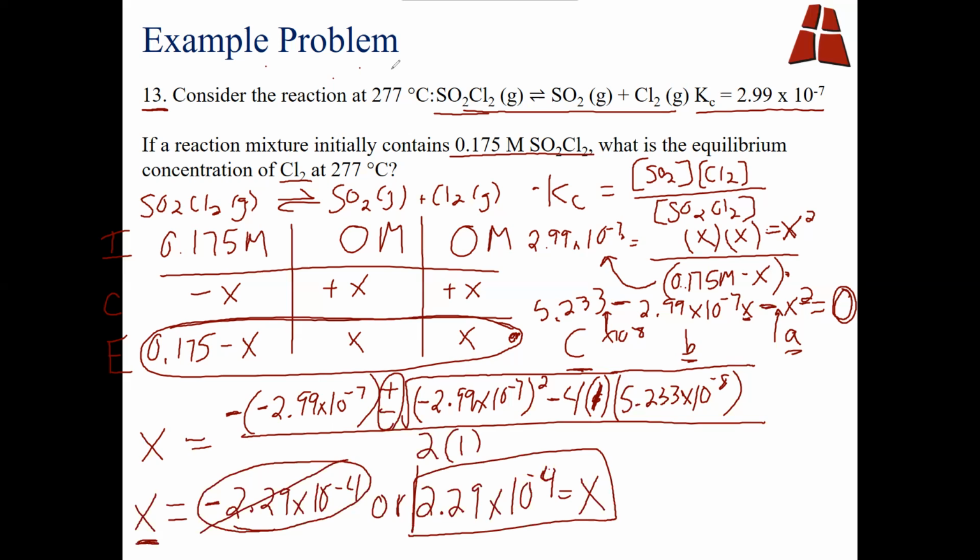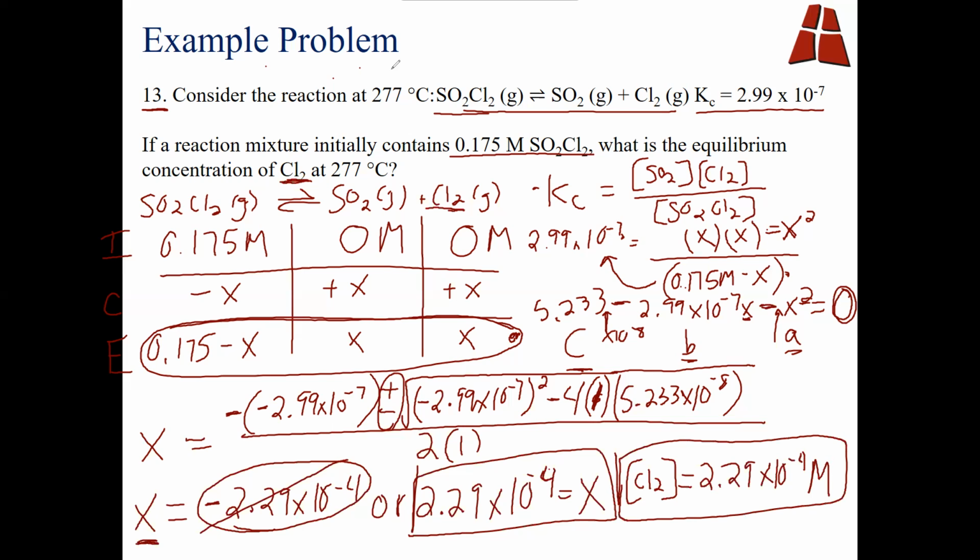And so ultimately, because this question asks what's our equilibrium concentration of chlorine, Cl2, we know that because x is equal to the value of Cl2 according to our ICE chart, the concentration of our chlorine at equilibrium is going to be equal to this 2.29 times 10 to the minus 4th, and then we would add in molarity there, because that is, of course, the units that we solved in. Okay? Right, so that is how you would solve that equation using the quadratic formula.